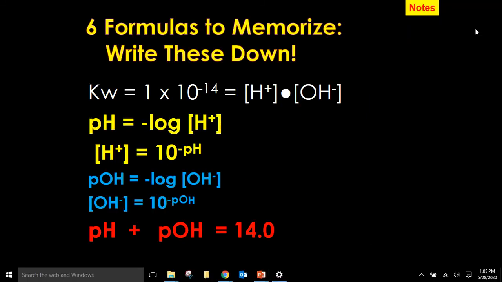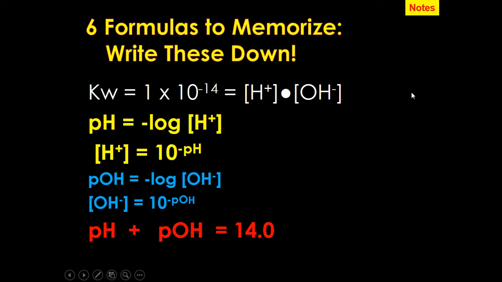So cool things about this. I'm going to get rid of my head now. If I look at the formulas that you need to know, you should write these down. You can pause it right now and take a look at it. These are the 6 formulas that you absolutely need to memorize and be able to use so you can understand how to work with pH. There's this thing called Kw. I'll explain all these in a second. It's 1 times 10 to the negative 14th. And that's equal to the hydrogen ion concentration times the hydroxide concentration.